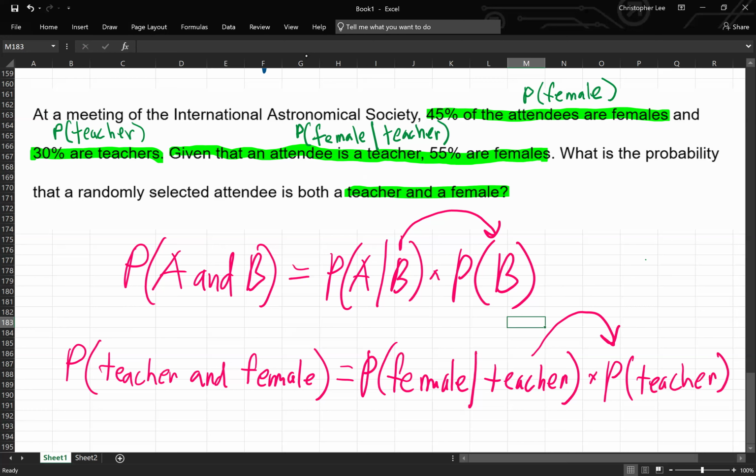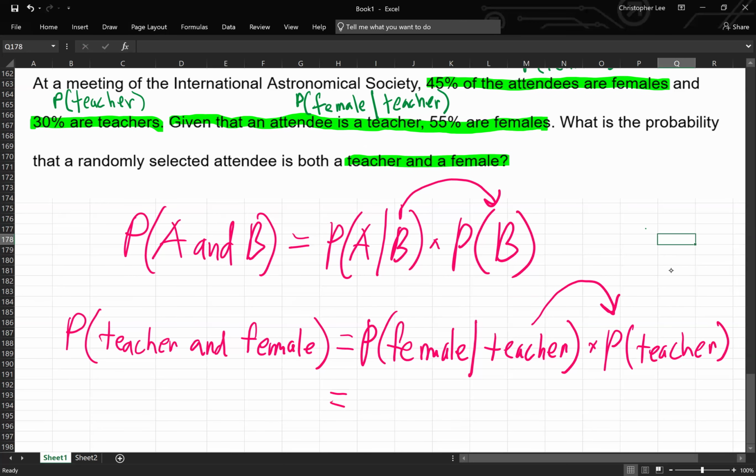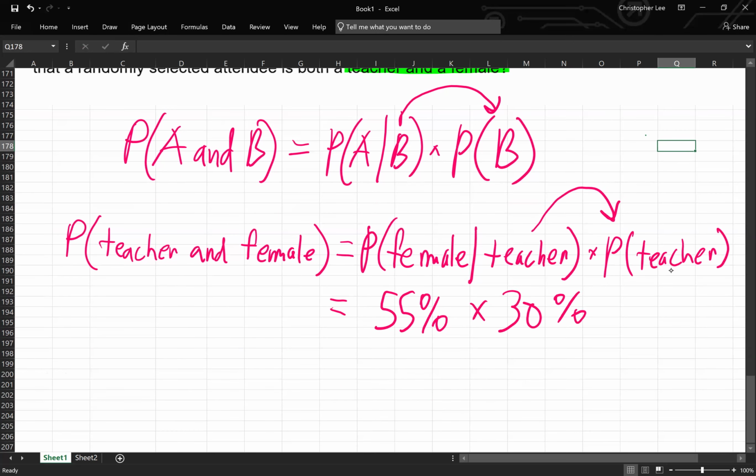And it's that simple. After that, you just plug in the numbers, right? It's that simple. So we got 55% times 30%. And that's it.